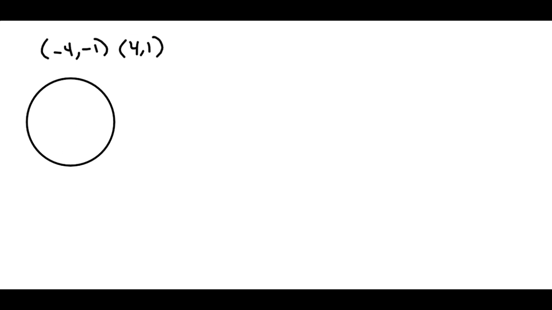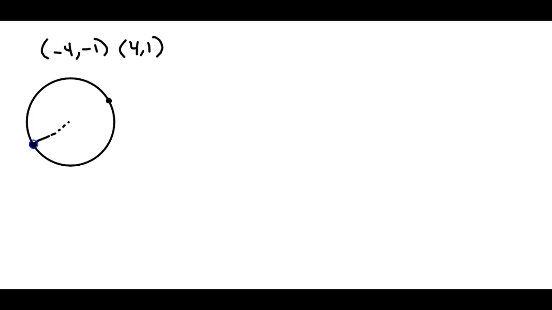So jump down to number 76. Sometimes they give you the endpoints. So if we have the endpoints to be -4, -1, and 4, 1. Now, these are endpoints on a circle. So if we're looking at our circle, you've got one point right here, say that's 4, 1, and then -4, 1.